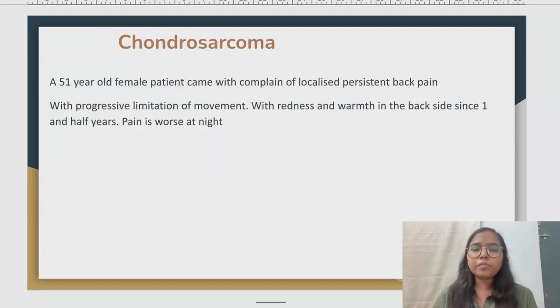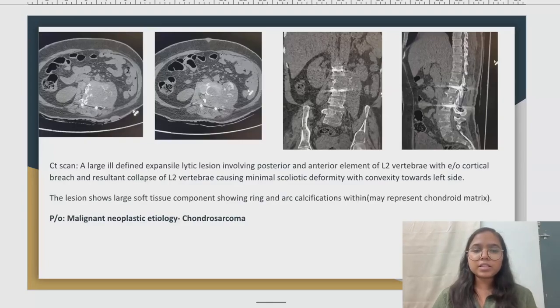Chondrosarcoma: 51-year-old female patient came with the complaint of localized persistent back pain with progressive limitation of movement, with redness and warmth noted. Since 1.5 years, pain is worsened during the night. The CT scan suggestive of a large ill-defined expansile lytic lesion involving the posterior and anterior elements of the L2 vertebra with evidence of cortical breach and resultant collapse of the L2 vertebra causing minimal sclerotic deformity with convexity towards the left side. The lesion shows a large soft tissue component showing ring and arc calcification within it, suggestive of chondroid mass and malignant neoplastic etiology, chondrosarcoma.